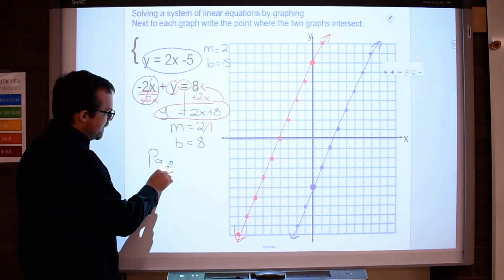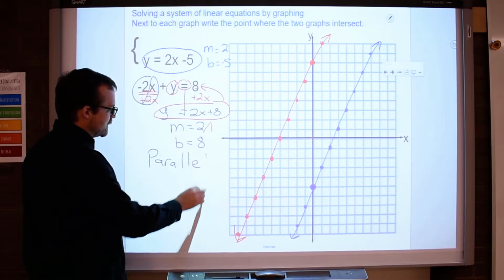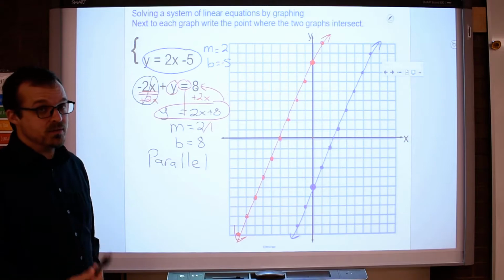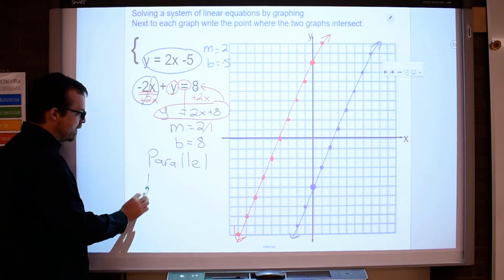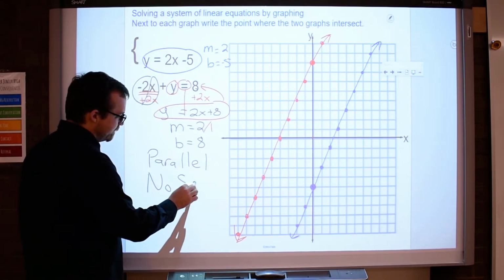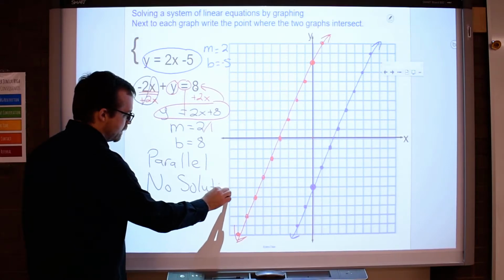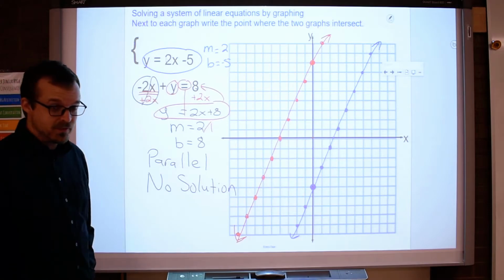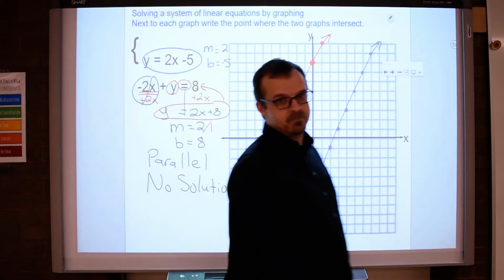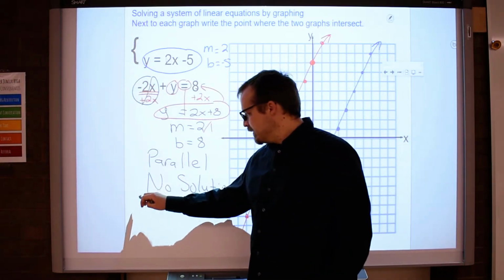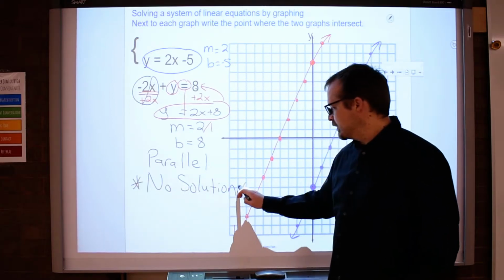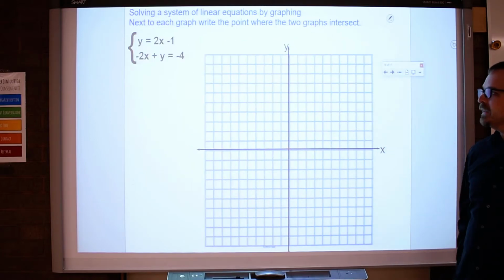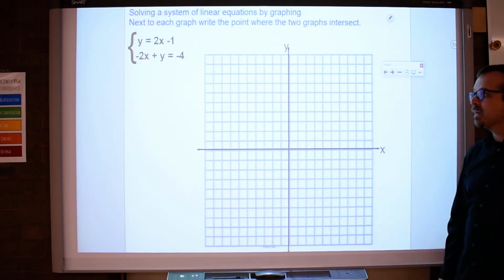However, this is not my solution, right? Parallel is not my solution. Remember, the solution is where they intersect, and if they don't intersect, then that must mean they have no solution. So parallel lines will never have a solution because they never touch. So we don't write parallel, we just write no solution. This is your answer right here. There is no solution, and that's the answer. Awesome. All right. Pause the video. Try this one out.